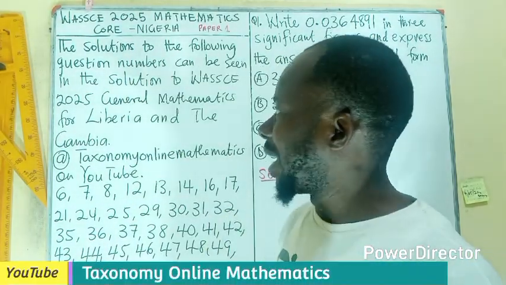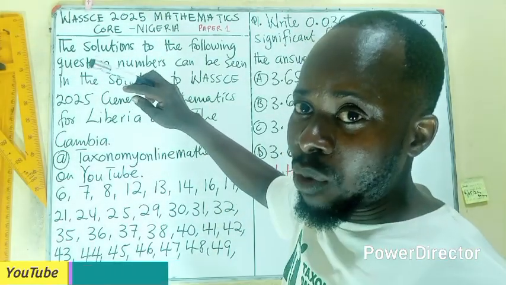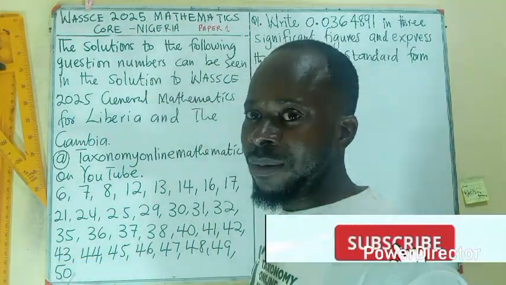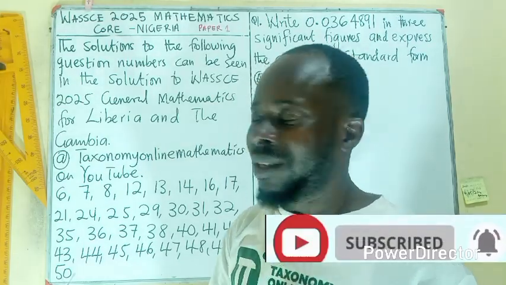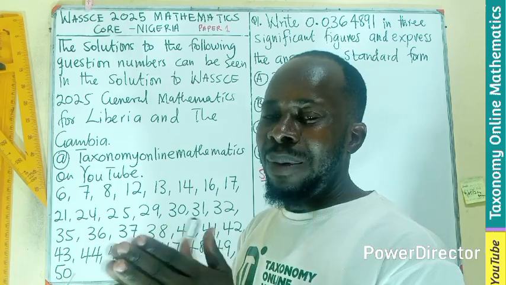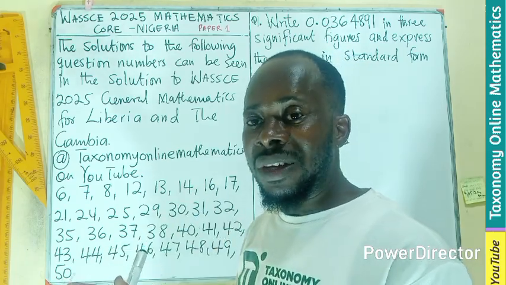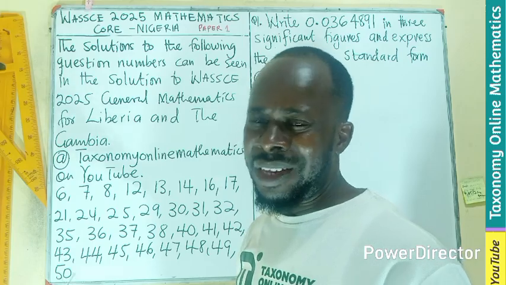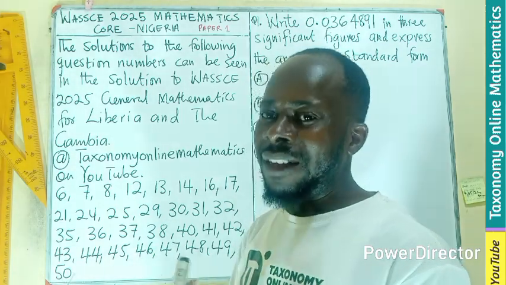This time around, we are taking the WASSCE 2025 Core Mathematics for Nigeria, and a careful look at the questions for Nigeria, Liberia, and the Gambia. About 30 of those questions are similar. If I say similar, they are the same. The wording and everything are the same.